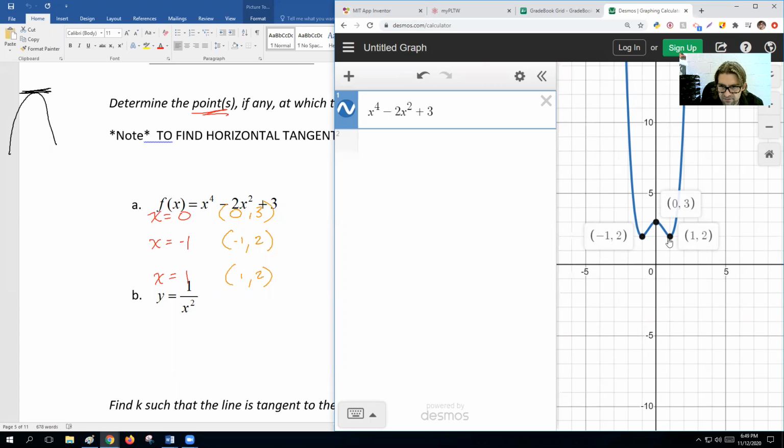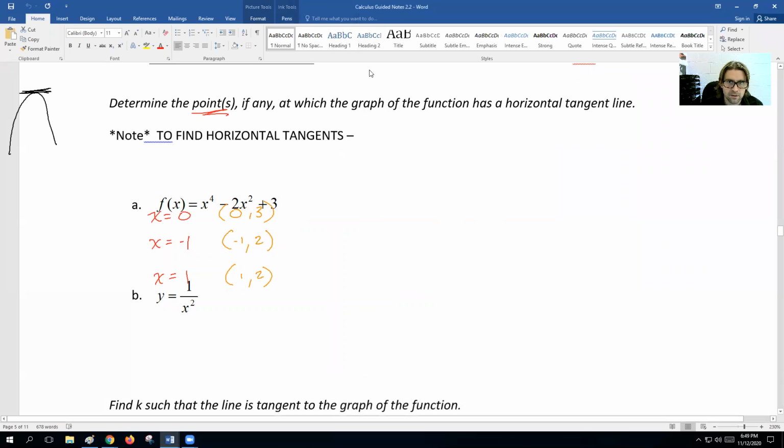If you look, all those would be flat horizontal tangents. That's where the graph changes directions. Cool. All right, one more problem here to do.